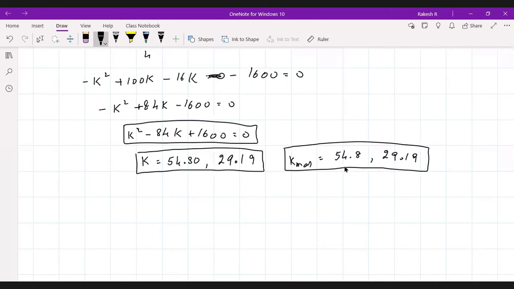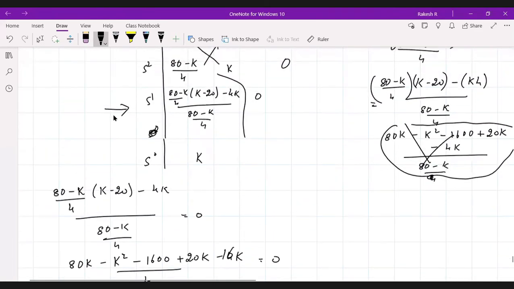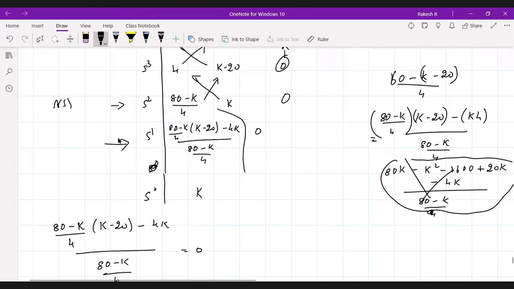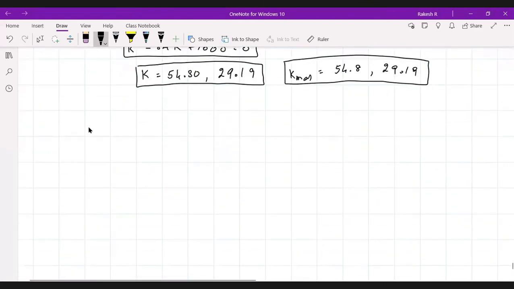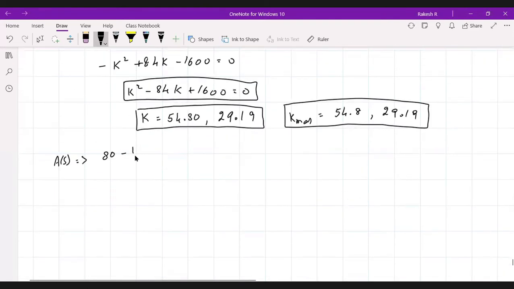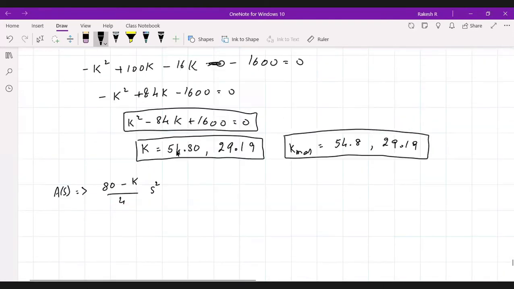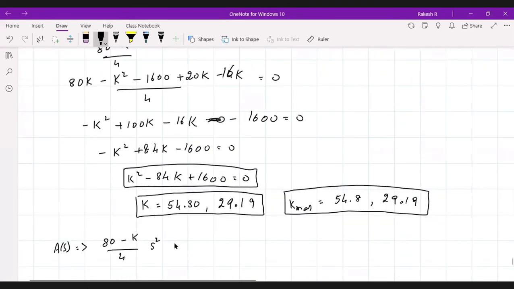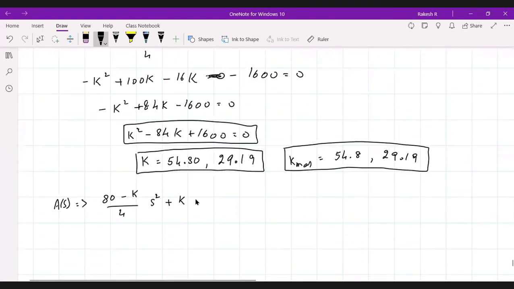But now what we need to do is take down the auxiliary equation. This becomes our A(s). The auxiliary equation is this one, right? So I'll be taking this as the auxiliary equation: (80 minus k) divided by 4, s square, plus k is equal to 0. This is the auxiliary equation now.